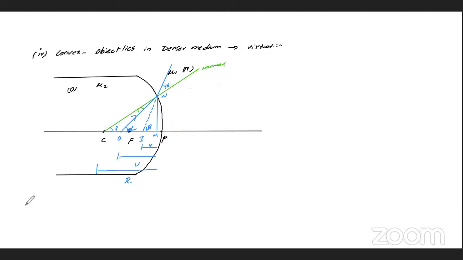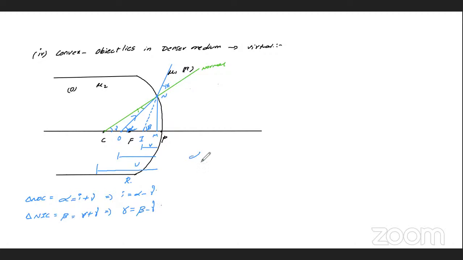Here, let's see the triangles. As usual, two triangles are there. From the triangle NOC, the outer angle is alpha. So alpha is equal to I plus gamma. From this relation, I is equal to alpha minus gamma. And from the triangle NIC, the outer angle is beta. So beta is equal to R plus gamma. From this relation, R is equal to beta minus gamma.